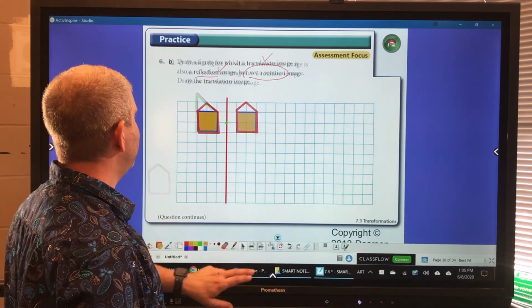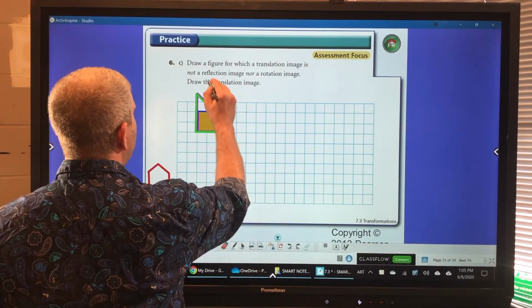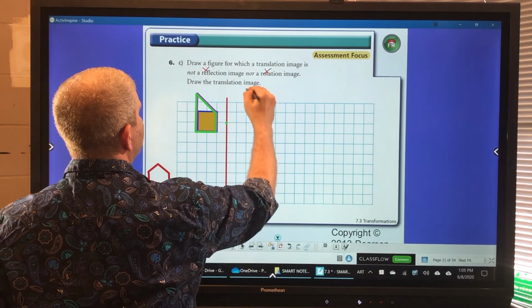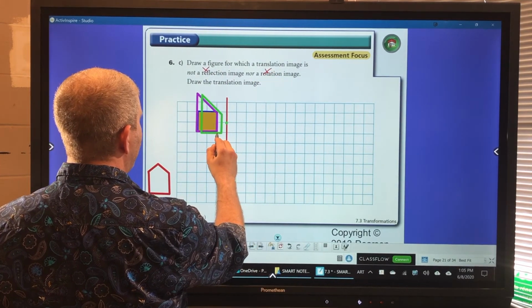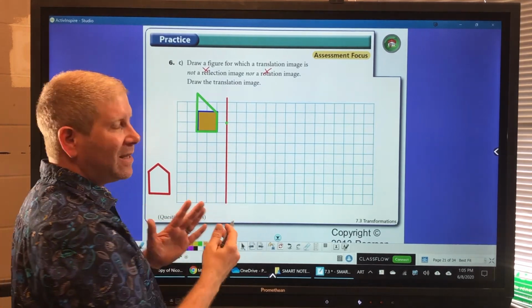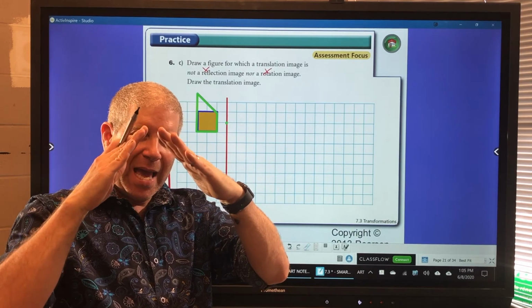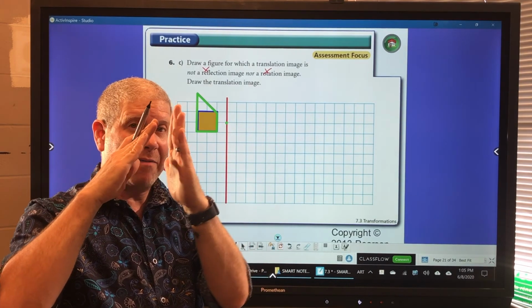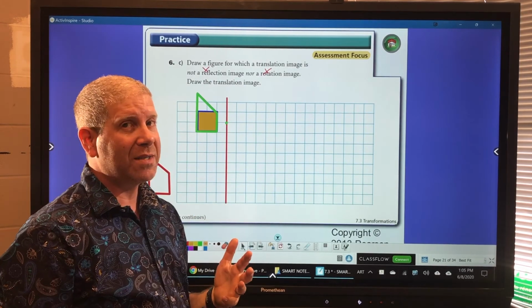And let's look at the last one. So draw a figure for which the translation image is not a reflection, not a rotation. It's basically only a translation. So I'm going to start with this shape here. I've basically taken the idea of the house, which has vertical symmetry, and so I've taken that away by having it be one-sided. It's like a roof that's going up on one side. So it no longer has that vertical symmetry.